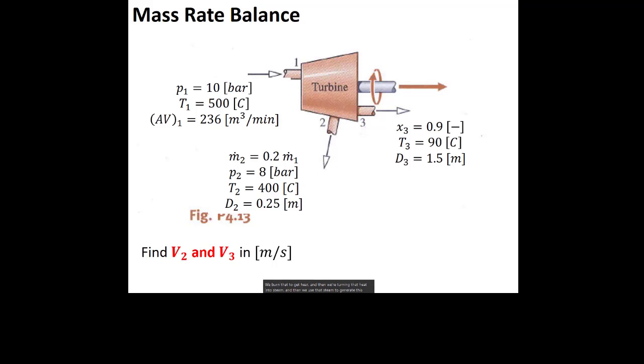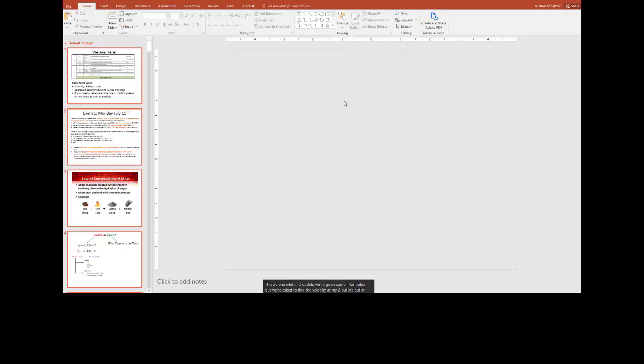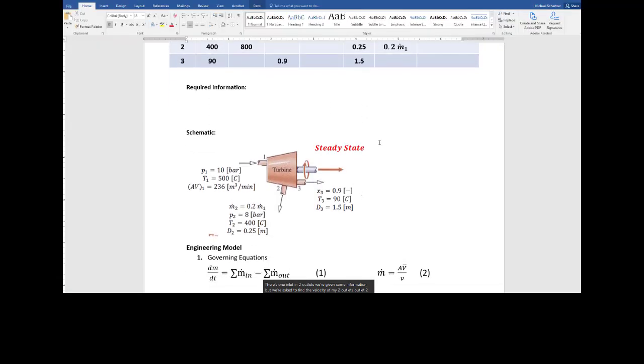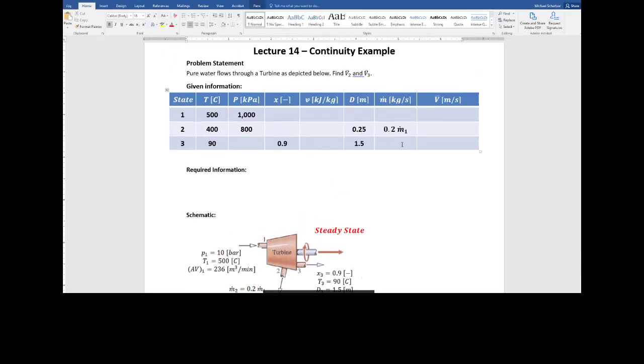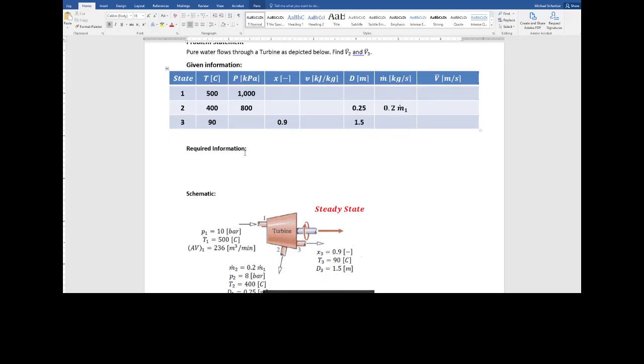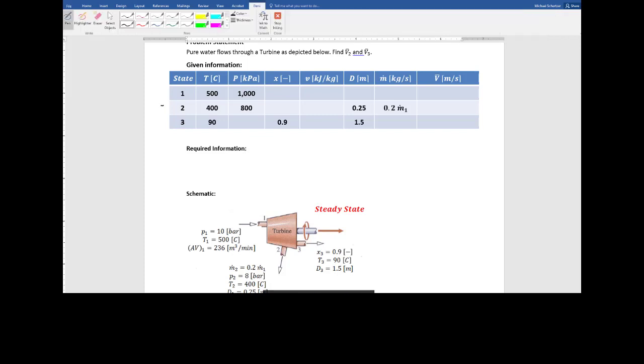In this particular turbine, there's one inlet and two outlets. We're given some information, but we're asked to find the velocity at my two outlets, outlet 2 and outlet 3. So let's take a look at how we would go about solving this problem. This is the same problem. We're told some state information, and just in general, this is a good habit to get into: when we're given states, make a state table.